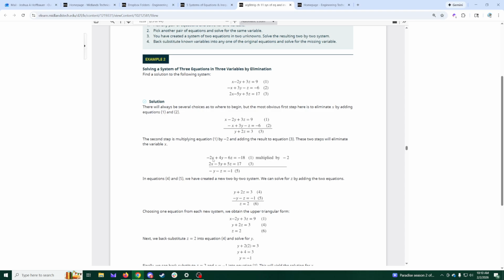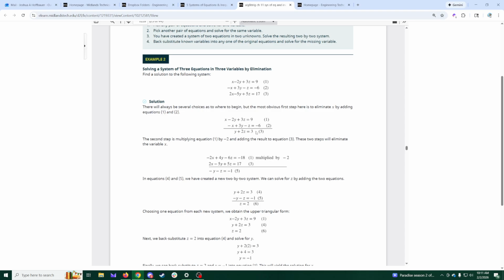Negative 2 times x is negative 2x. Negative 2 times negative 2y is positive 4y. Negative 2 times 3z is negative 6z. Negative 2 times 9 is negative 18. So this is the first equation, just all the numbers have been multiplied by negative 2. So that when you add it together with the third equation, those x's cancel out, and now we have another new equation that isn't part of the original system that is only in terms of y and z.